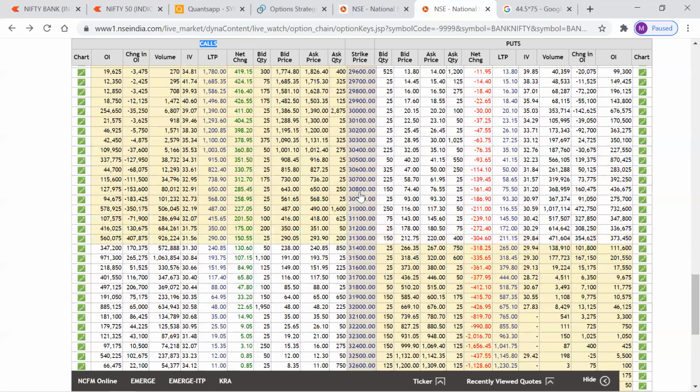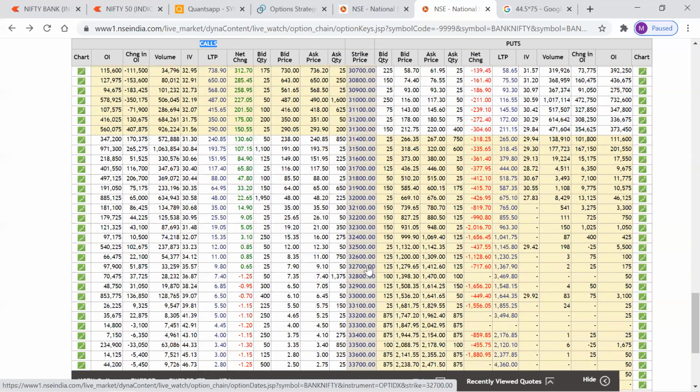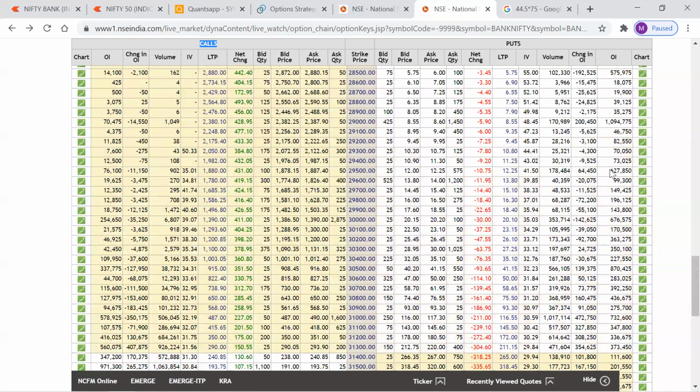For example, if Bank Nifty reaches 30,800, all these orders will get executed when the price reaches 30,800. Imagine if the price reaches 32,100, all these 1,81,100 orders will get executed. Imagine 6,27,850 orders are waiting here. They'll get executed when the market reaches 29,500. All these people are expecting that the market will come down and hit 29,500.